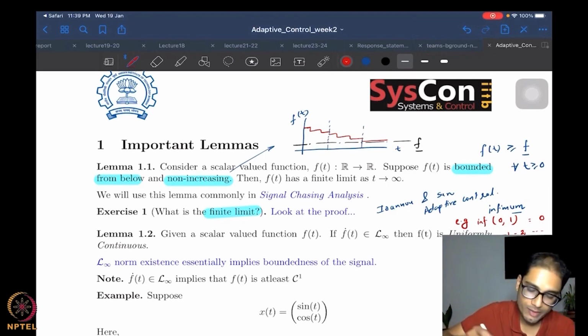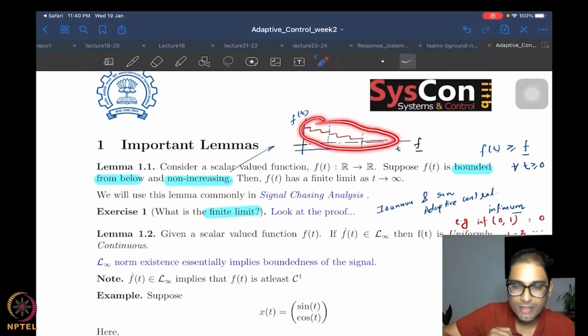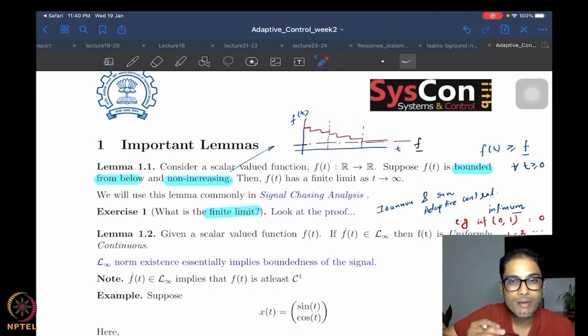However, it's an important distinction. Just like supremum is not the upper bound, but the least upper bound, similarly, the infimum is not the lower bound, but the greatest lower bound. So I want you to look at what this finite limit is going to be. This picture is a pretty good indicator of what's going to happen. But the important thing to remember is that if we have a scalar function which is lower bounded and non-increasing, then it has a finite limit as t goes to infinity.